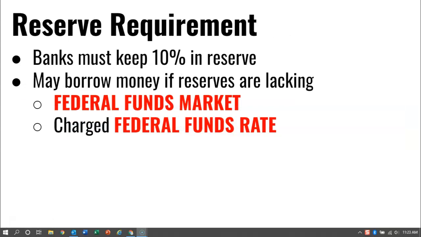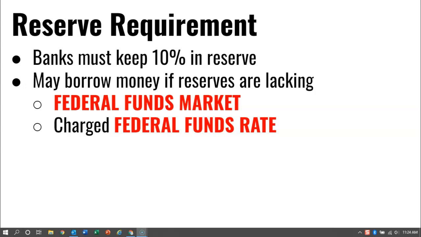So the first tool is the reserve requirement. The Fed can set the reserve requirement, the required reserve ratio, at whatever level they want. Right now it's at 10%. If banks don't have enough resources or reserves to meet that 10% requirement, they have to borrow it from another bank. If they're going to borrow it from another bank, they enter into what's known as the federal funds market.